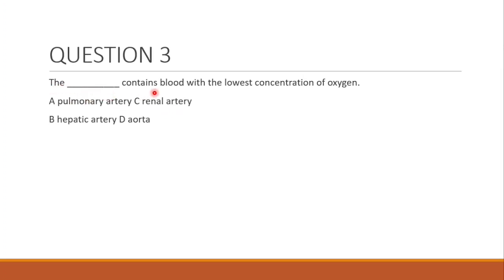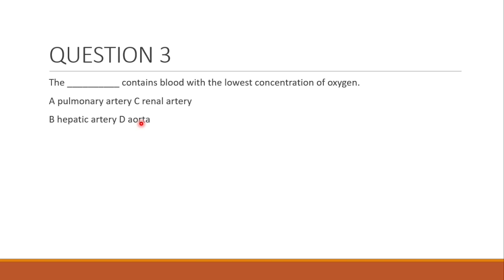The dash contains blood with the lowest concentration of oxygen. Is it A, pulmonary artery, B, hepatic artery, C, renal artery, or D, aorta? Try to answer this question on your own, then I'll give you my answer.